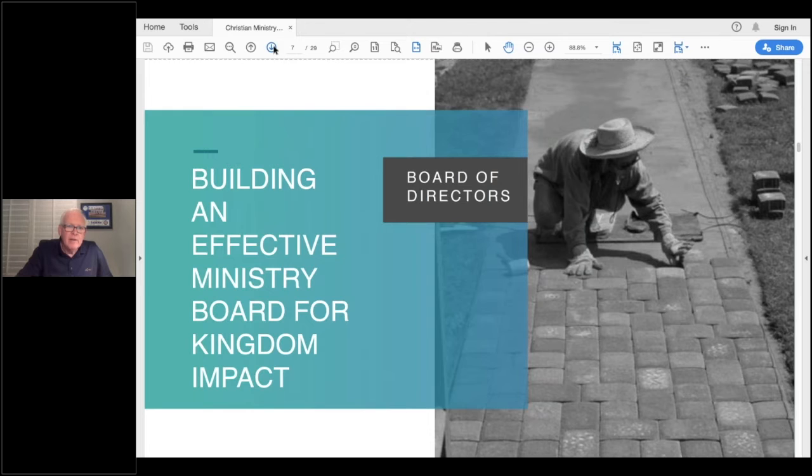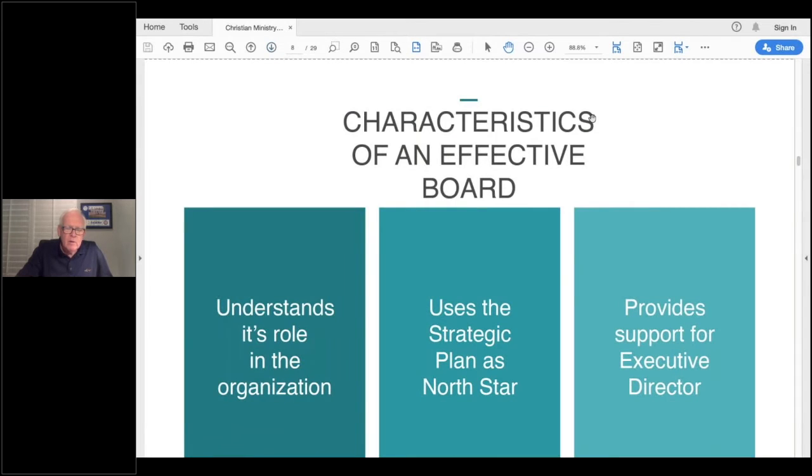Next point, I'd like to cover the 3 characteristics of an effective board. These are high-level buckets. So as you're recruiting people onto your board, identifying who to go onto the board, you understand what an effective board looks like. So you're bringing the people on that'll be a good fit.